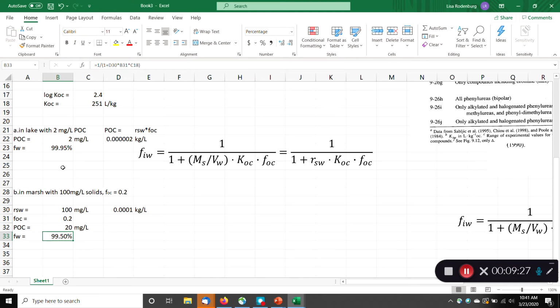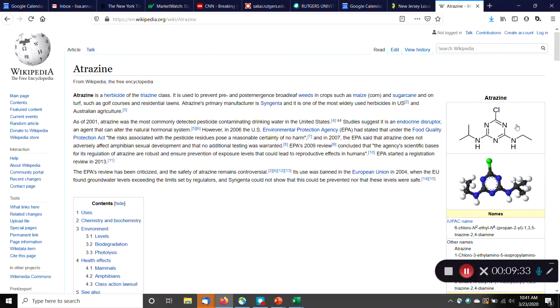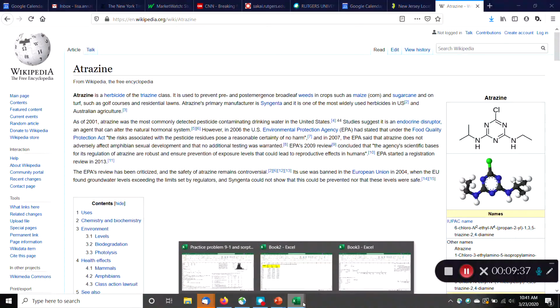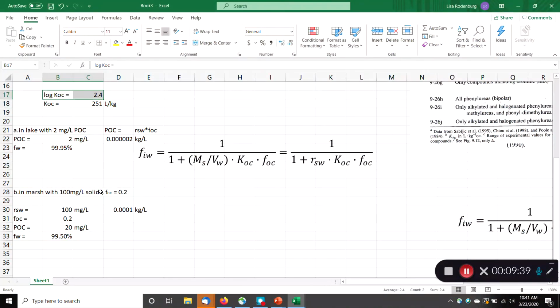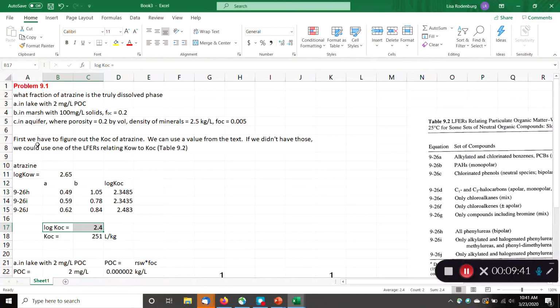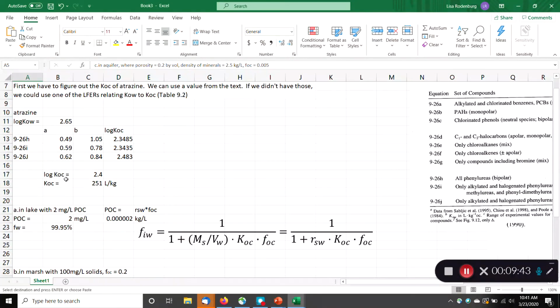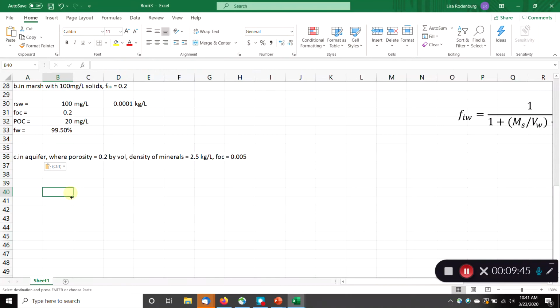So this is a chemical that's really not that hydrophobic in the grand scheme of things. You can tell just by looking at the structure here, it's got a lot of polar functional groups. This is not a particularly hydrophobic chemical, and so in the water column, most of it's going to stay in the dissolved phase. So now let's do part C in the aquifer.